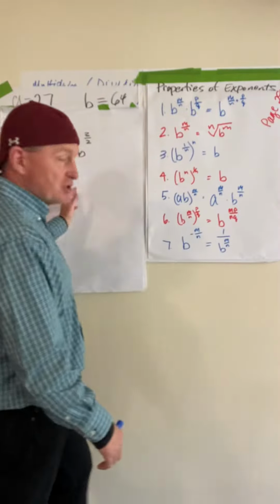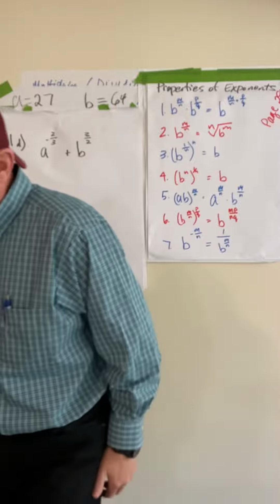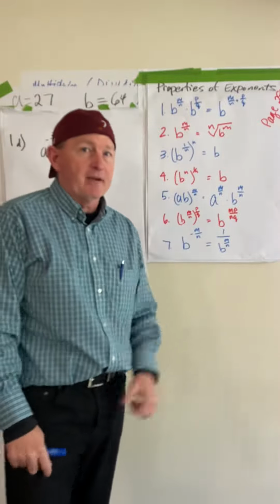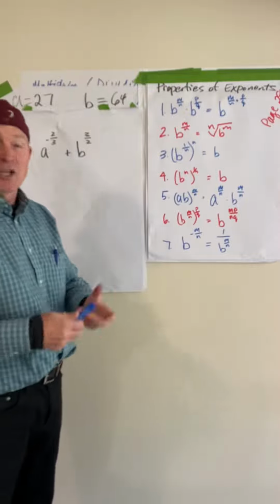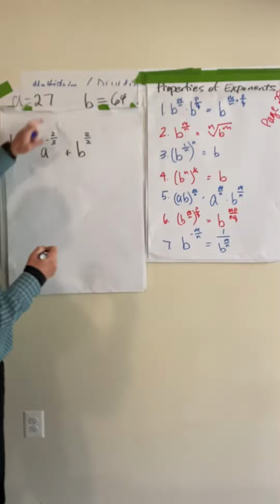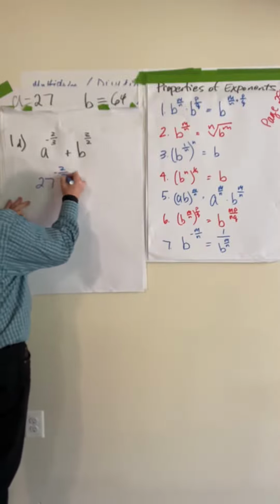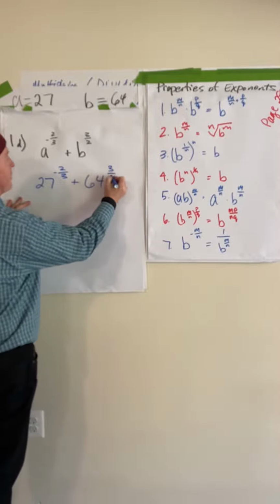So the directions for this one say we're going to evaluate each expression for a is 27 and b is 64. So I wrote those up there, so they're going to stay there for these three problems. So a is 27 and b is 64. So we're going to plug and chug. We're going to put in 27 for a. We got 27 to the negative 2/3 plus 64 to the 3/2. Okay.